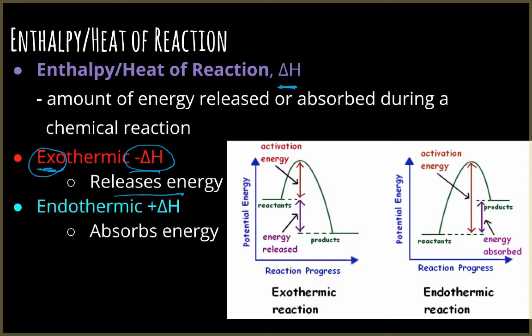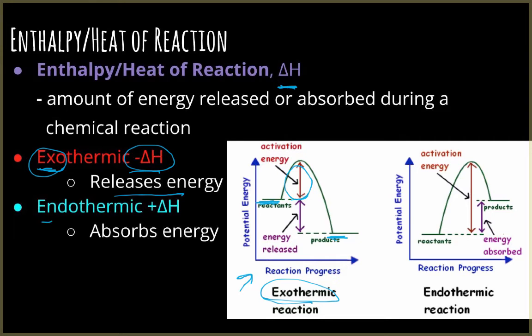So if you look at this diagram down here, this is going to show us the energy of our reactants and the energy of our products. If our products are lower than our reactants, then that tells us it's an exothermic reaction, or energy has been released. The other thing you can see on here is this is our activation energy, and we'll talk about that a little more in a minute.